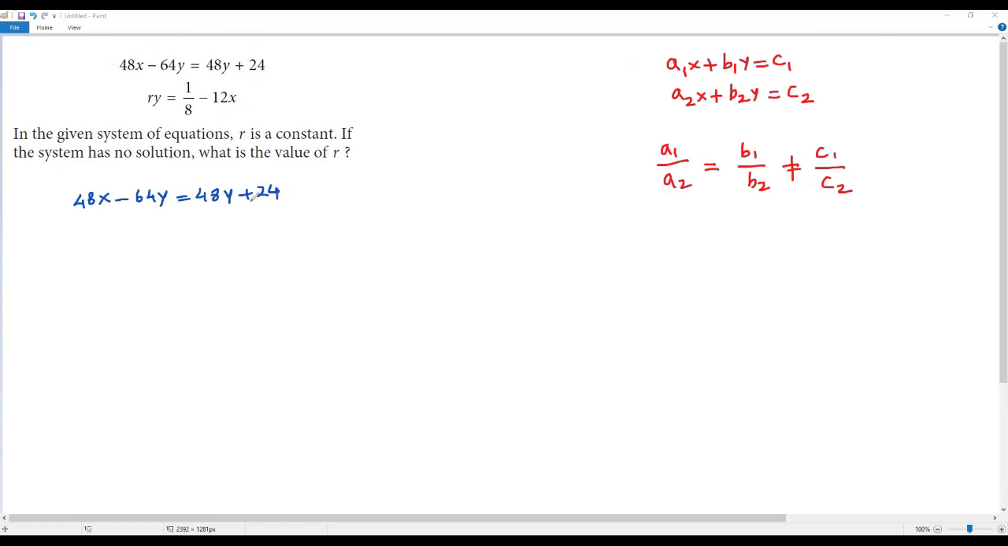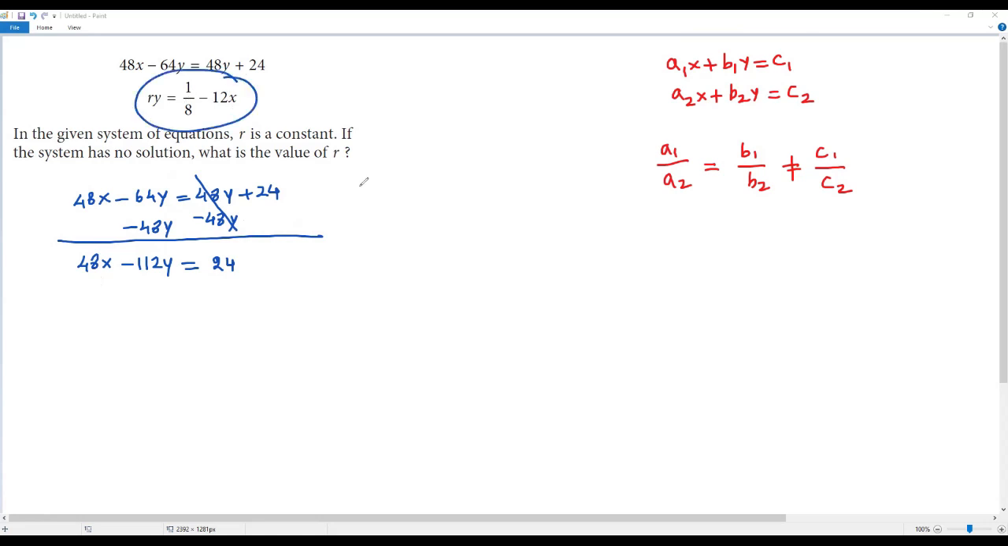To get this in standard form, we need the x term and y term on the left side of the equation, and the constant on the right side. Let me subtract 48y from both sides of this equation. Then the positive and negative values will cancel out. I am getting 48x, and when I combine these two, I am getting -112y. On the right side, we have 24. Now I got the first equation in standard form.